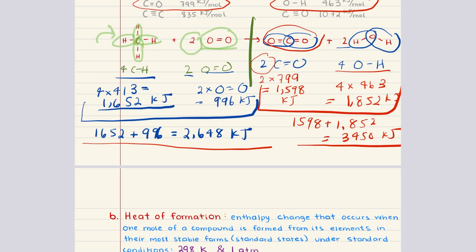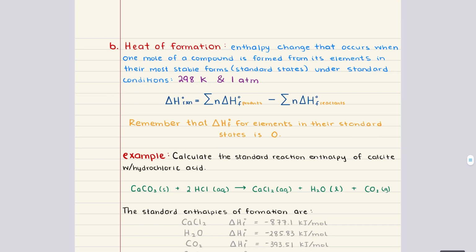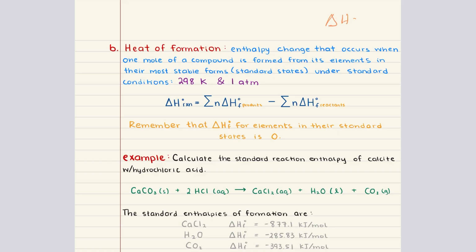So because of these limitations that we just discussed, chemists often turn to another method for calculating enthalpy change, one that uses experimentally measured thermodynamic data called standard enthalpies of formation. And this is what we're going to cover next. The enthalpy of formation is the enthalpy change that occurs when exactly 1 mole of a compound is formed from its elements in their most stable form under standard conditions. And these standard conditions are 298 Kelvin and 1 atmosphere of pressure.